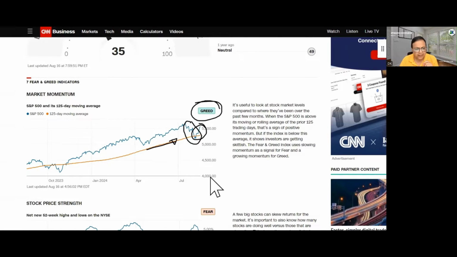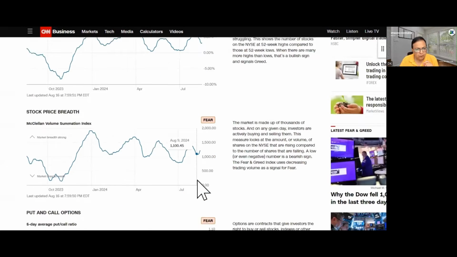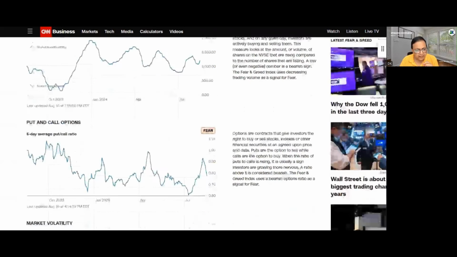Now, if we check further on the fear and greed index, let us check the put call ratio. The 5-day average put call ratio currently reads at 0.78. Options are the contracts that give the investors the right to buy or sell the index. So this indicates that it is currently in the greed zone.